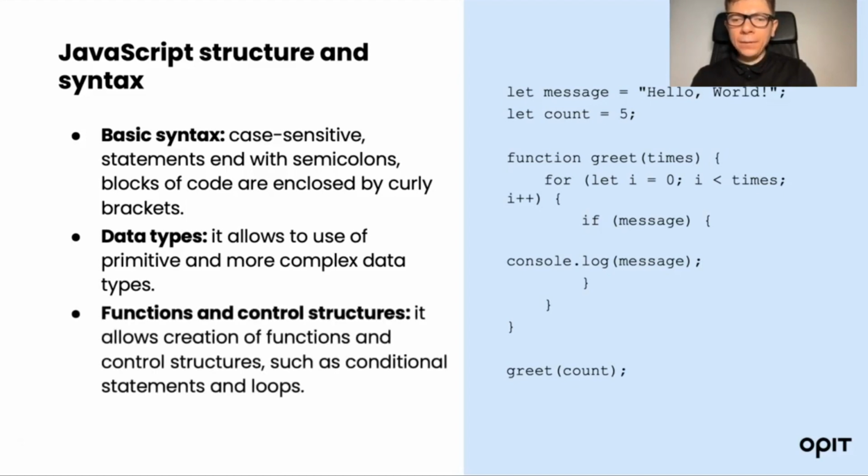And then we have functions and control structures, which are standard features of high-level programming languages. They allow creation of functions and such structures as conditional statements and loops. So in the example, you see a function which will print out a greeting message the number of times that is specified in the call of the function in the code.